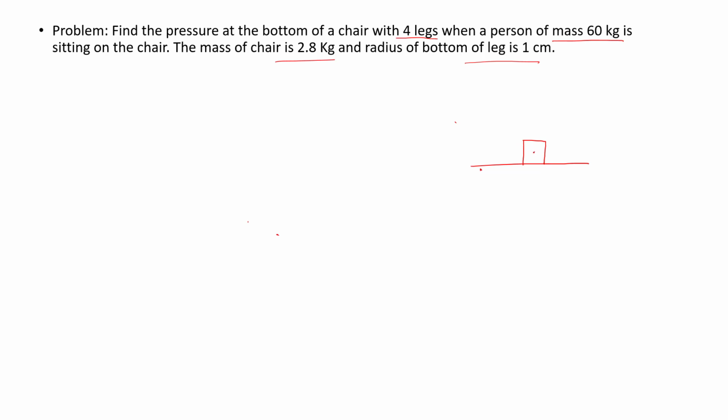It is a chair. So the downward force which is acting is equal to the weight of the chair, and there's an upward force which is the normal force, correct? So that total force is the weight of the chair and the person. So the weight W is equal to the weight of the chair and the person. So it is equal to (60 + 2.8) multiplied by g. Okay, multiply this by g.